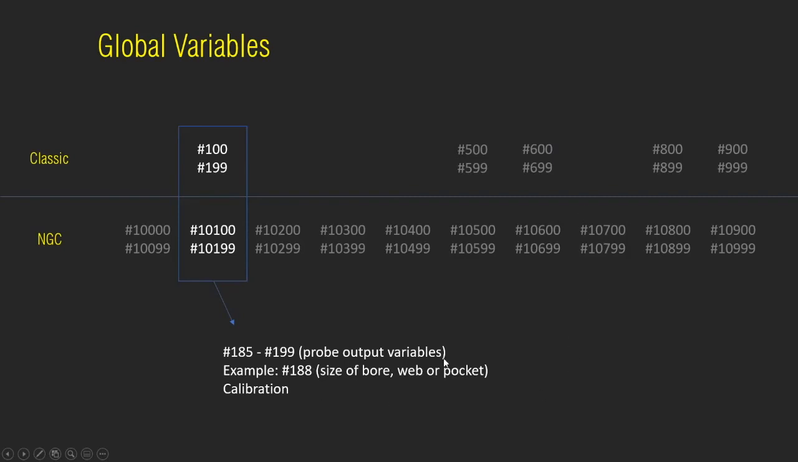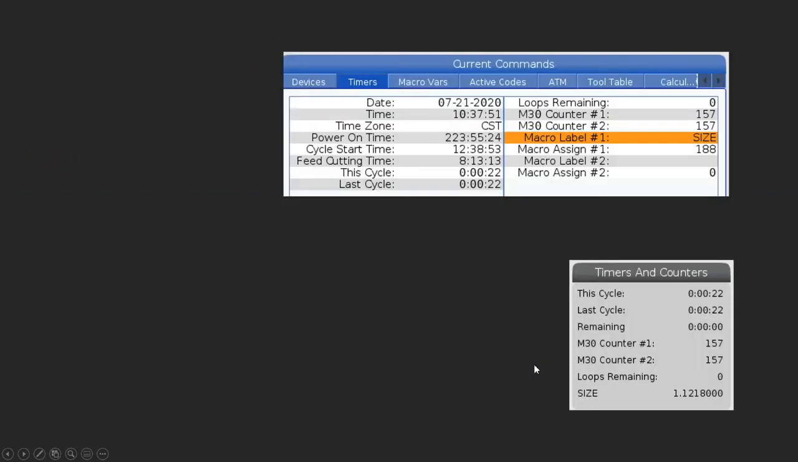But these probe output variables, I'm going to give you an example here of that. 188 is the size of a bore, web, or pocket. So anything that has a size, if we probe something that has a size, like for instance a hole, we're going to get that information fed back to us in the macro page, and it's going to be under 188 or 10,188. It's going to show us that size, and I want to show you a nice little thing you can do.